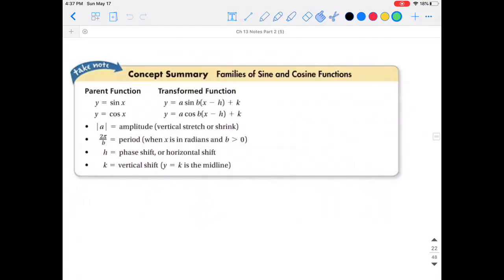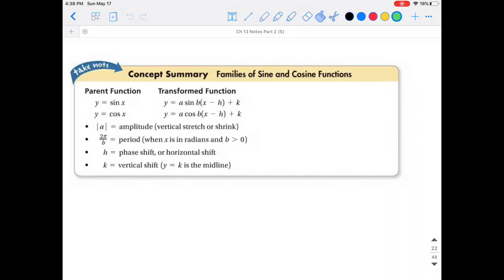So now we have the concept summary for families of sine and cosine functions. So our parent function starts at y equals sine of x or y equals cosine of x, and the transformed functions look like y equals a sine of b(x minus h) plus k, or y equals a cosine of b(x minus h) plus k. And the absolute value of a tells us our amplitude. It also tells us a vertical stretch or shrink.